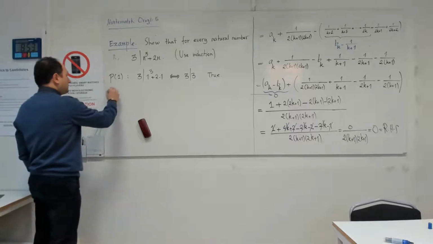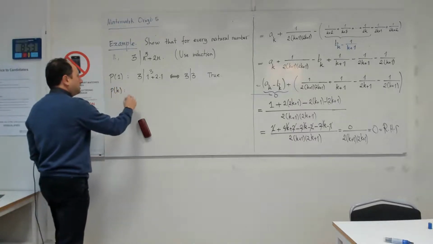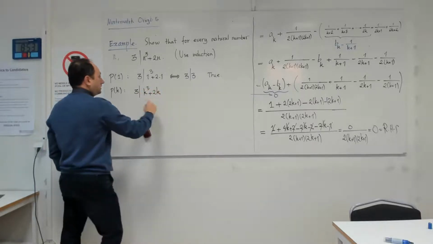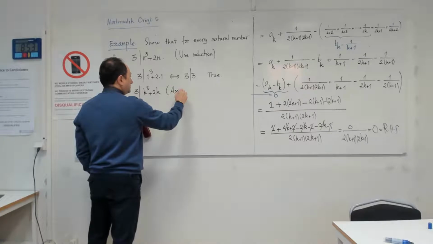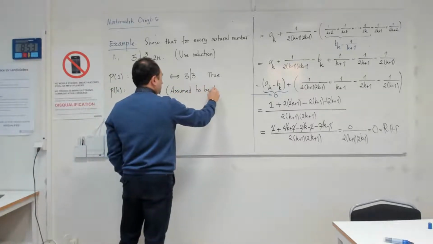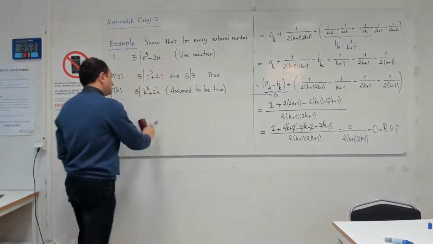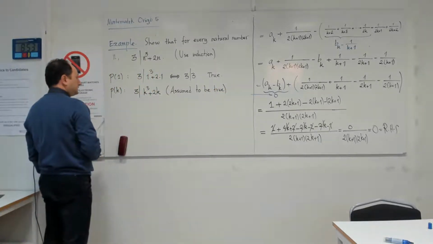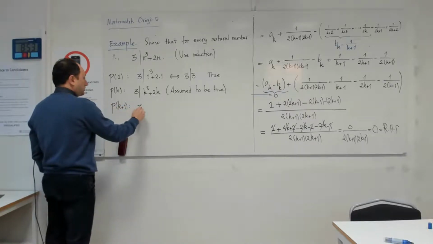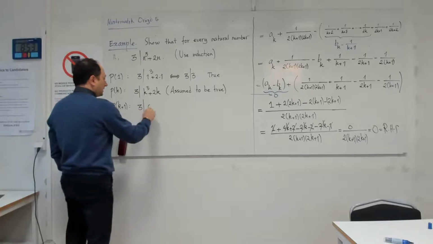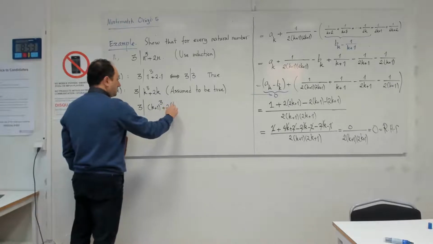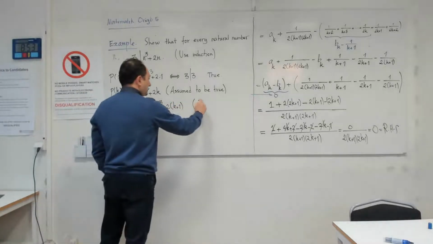Now we assume that this is correct. This is true for k. So 3 divides k to the 3 plus 2 times k, assumed to be true. And then we want to show that Pk plus 1 is also true. So we want to show that 3 divides k plus 1 to the 3 plus 2 times k plus 1. This is the question.